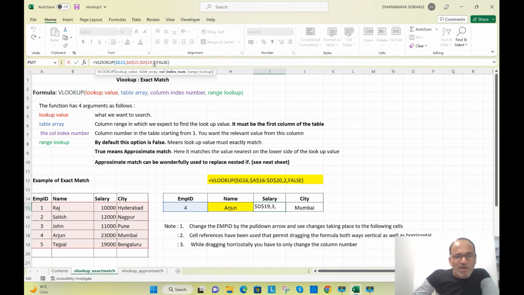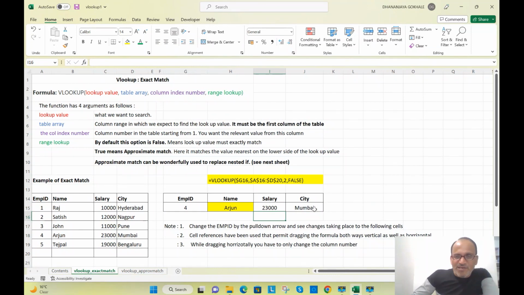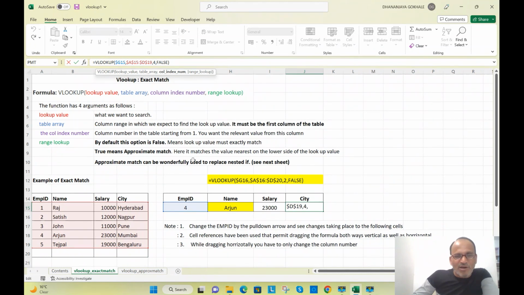Because we have changed the column number for this particular employee ID, instead of getting the name, we are going to get the salary. That's it. And likewise, the formula here is also the same. We just enter column number 4. That's all. So we make a small change of column number here. Because the table is still the same and the employee ID is still the same. We are looking at employee ID 4 in the same table, but we are looking at column number 4 to get its city. So we just write 4 over here, the balance of the formula remains the same.